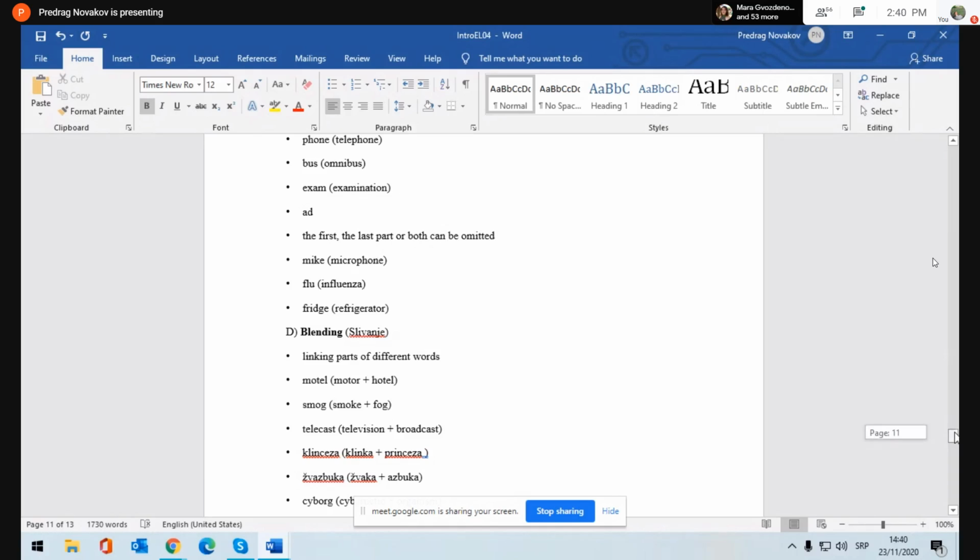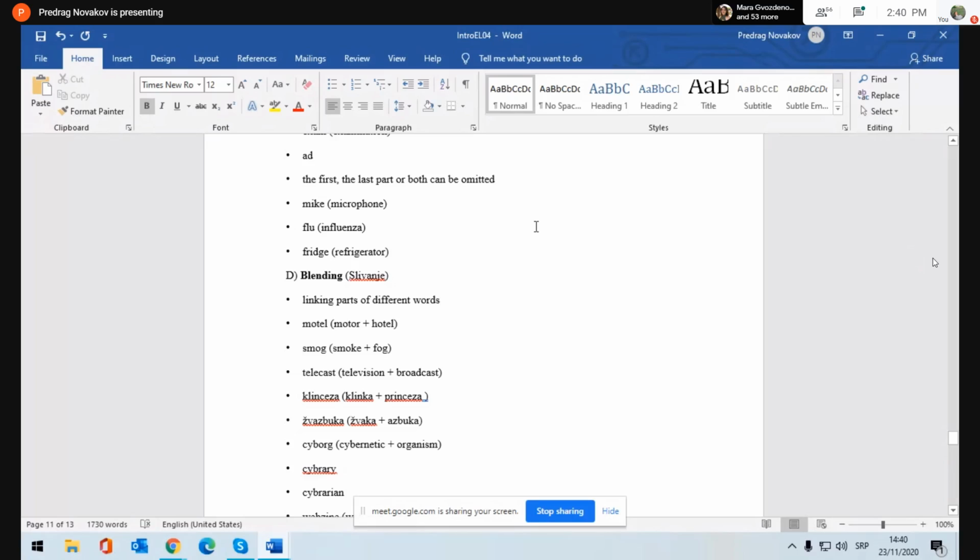You'll see some of the following examples. Mike, which part did we omit? The second part. But what is interesting with Mike, we spelled it differently, not with C. Microphone, you omitted the second part, but you spell it with K, Mike. Flu is an example where you omitted both the first and the last part. So flu is the middle of the word influenza. And fridge also, from refrigerator. You omitted the first and the last part and kept the middle. All right, so this is clipping.